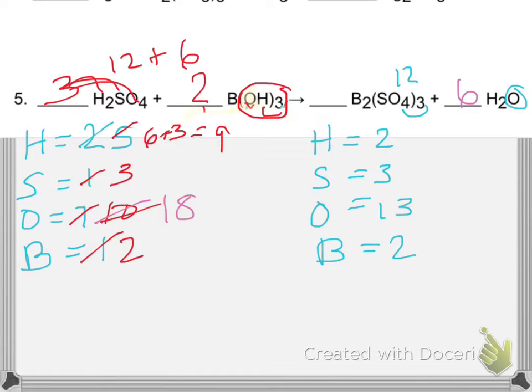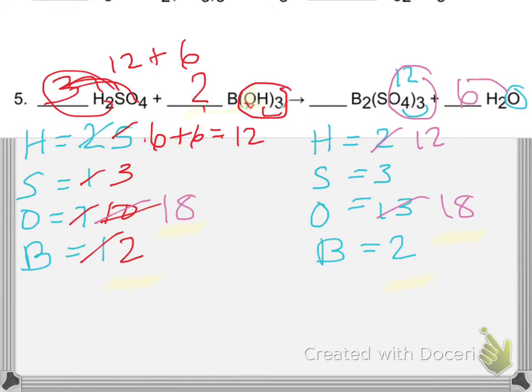On to the other side, we're going to put 6 in front of water. It's going to give us 12 hydrogen. 6 oxygen plus the other 12 is going to give us 18. When we check those, boron equals 2 on each side, oxygen equals 18 on each side, sulfur equals 3 on each side, and hydrogen equals 12 on each side. It is balanced. So this is how you balance the ones with the parentheses, and even if there's lots of compounds, that takes you to the end of what I'm going to do with you.